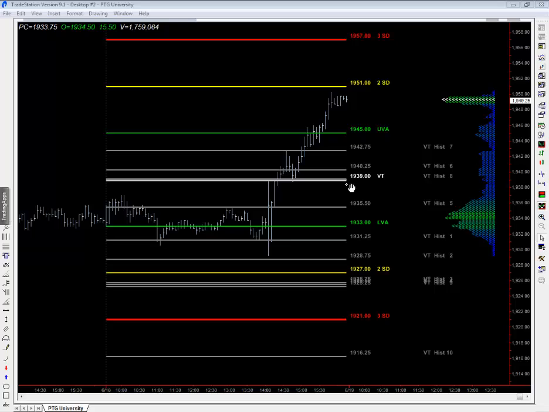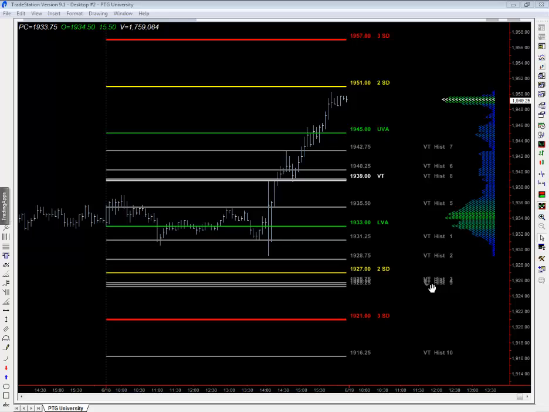Now this is volume trend 0. Think about this, volume trend 0. Yesterday's volume trend 0 is today's volume trend VT history 1. So yesterday's closing volume trend is 1931 and a quarter. The volume trend close 2 days back is VT history 2, 1928.75. And so forth, up to 10 days.